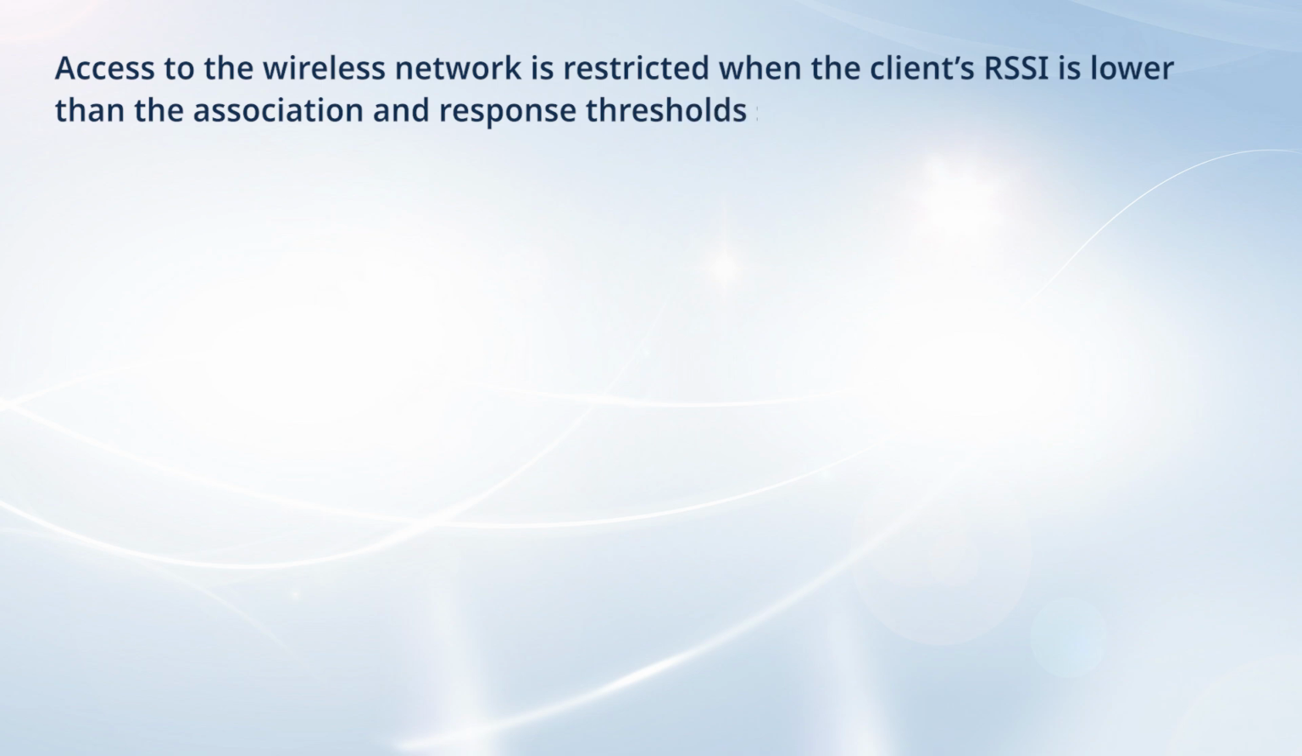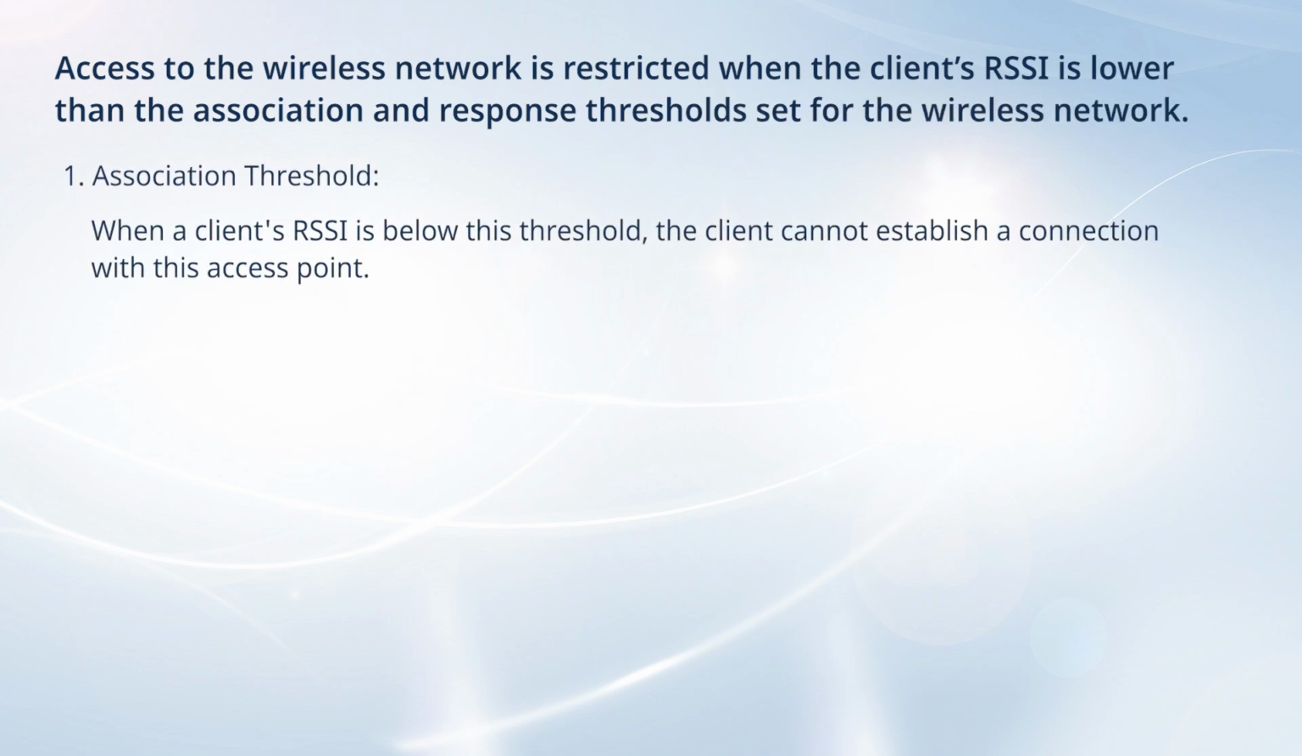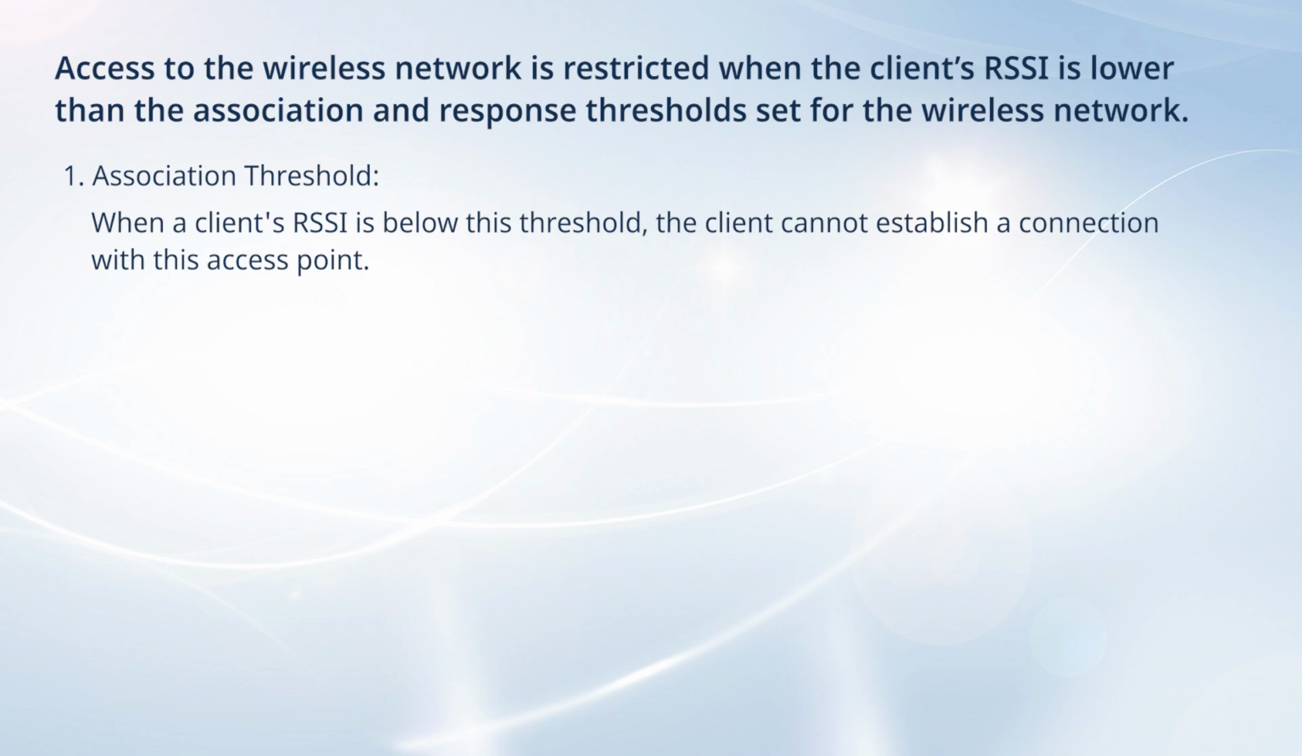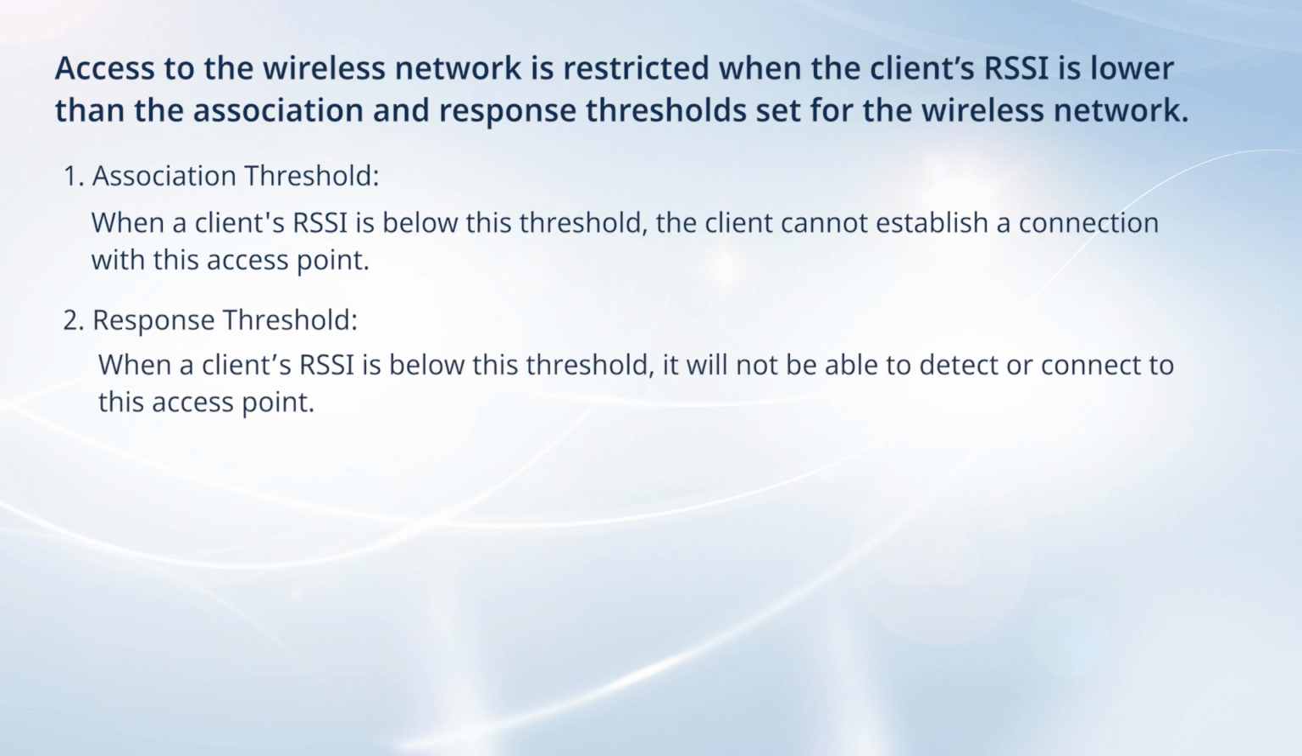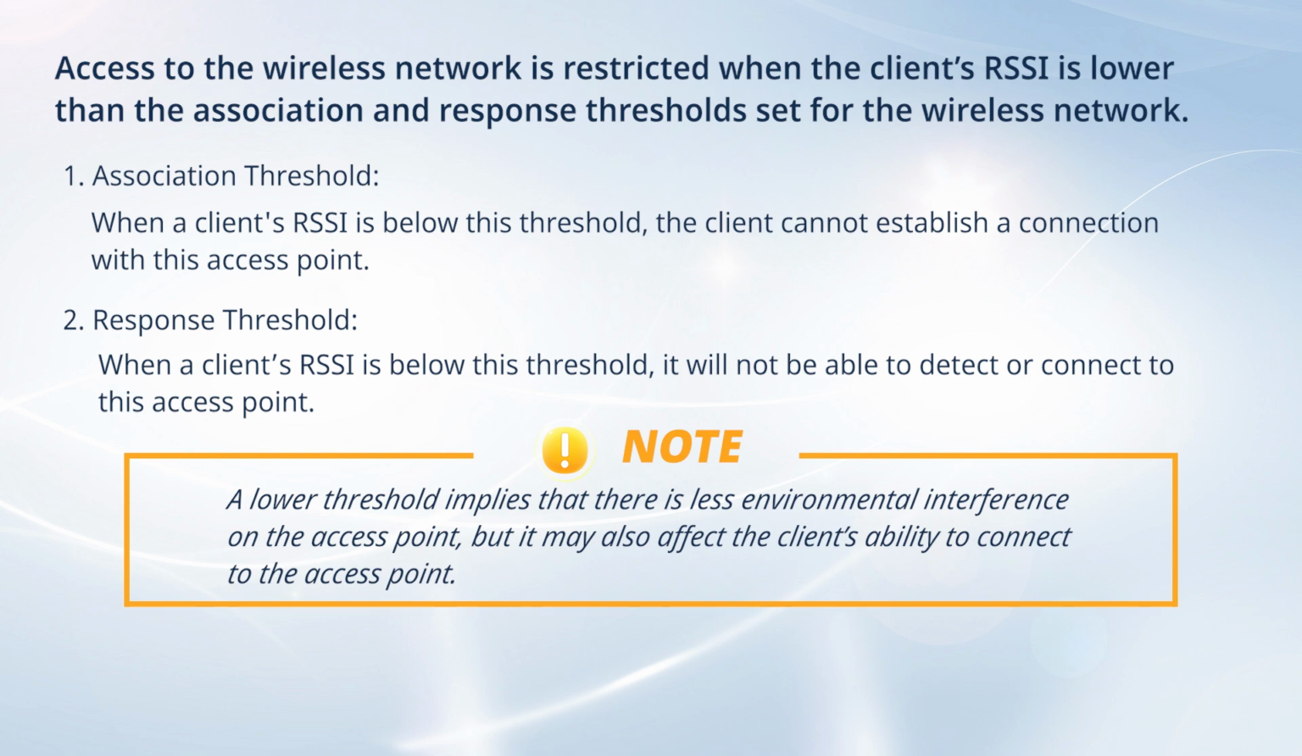Access to the wireless network is restricted when the client's RSSI is lower than the association and response thresholds set for the wireless network. 1. Association threshold. When a client's RSSI is below this threshold, the client cannot establish a connection with this access point. 2. Response threshold. When a client's RSSI is below this threshold, it will not be able to detect or connect to this access point. Note, a lower threshold implies that there is less environmental interference on the access point, but it may also affect the client's ability to connect to the access point.